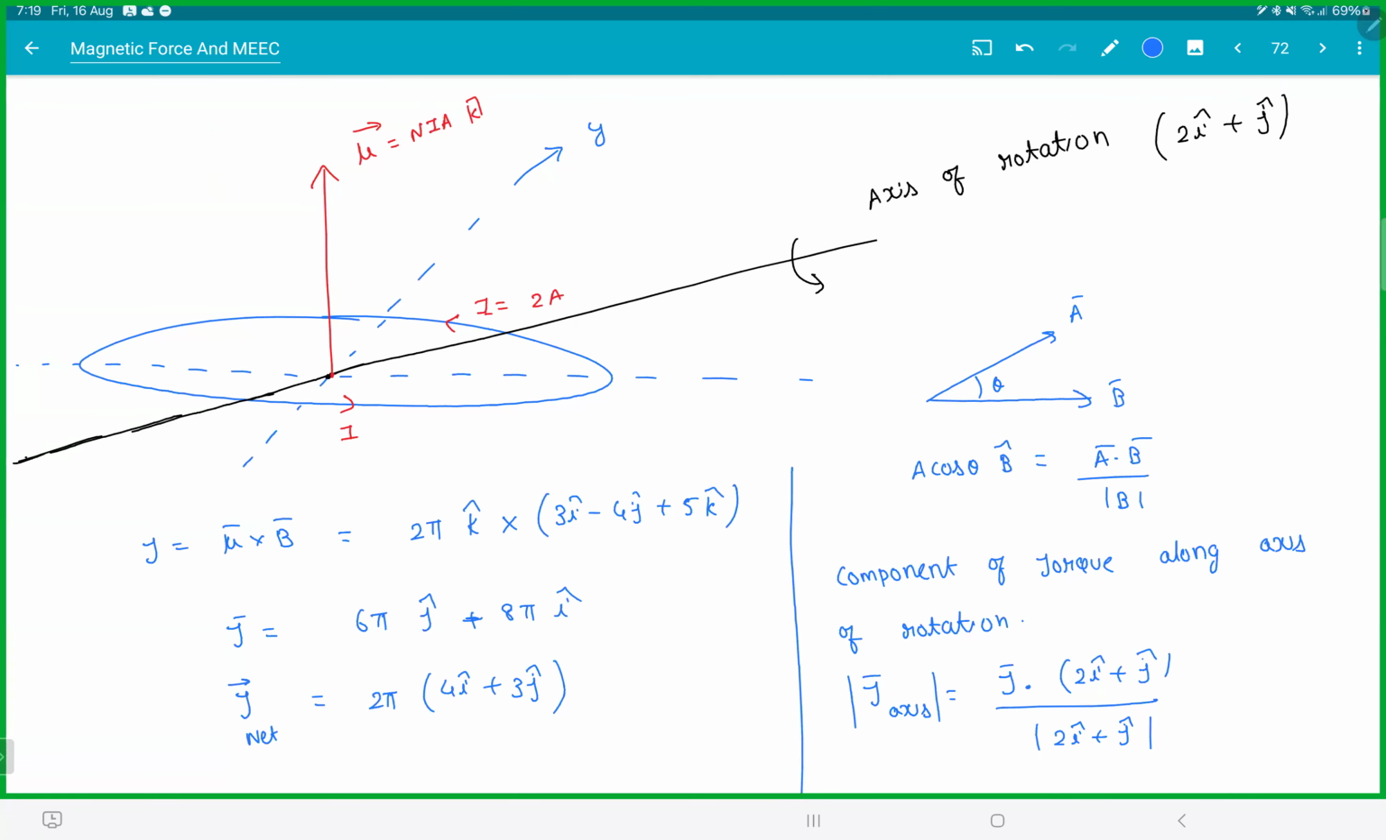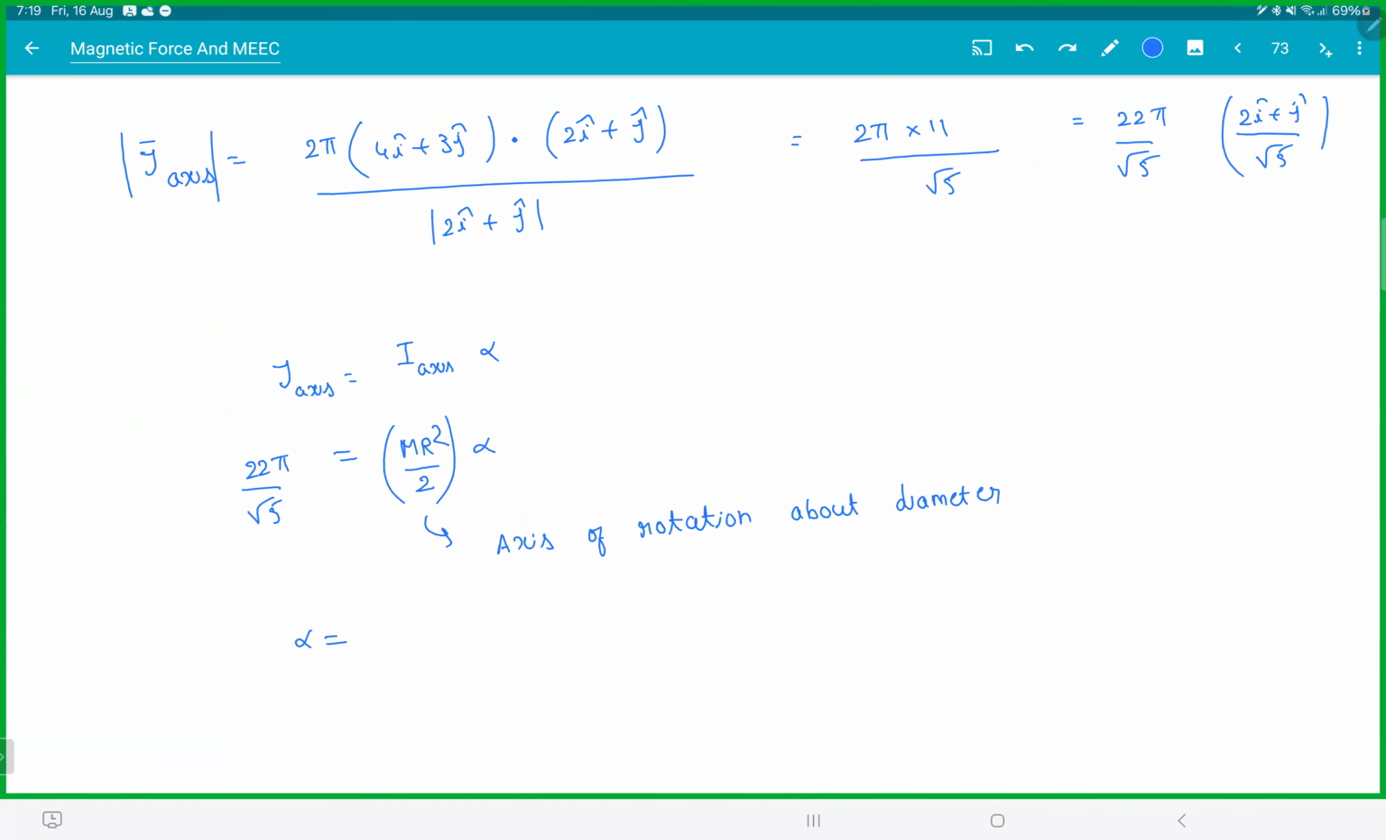It's mostly based on vectors. The main idea in the question is that you have to take the component of the vector along the axis of rotation. Just because you apply torque doesn't mean you'll rotate in that direction. It depends on your axis of rotation. Let's see one more.